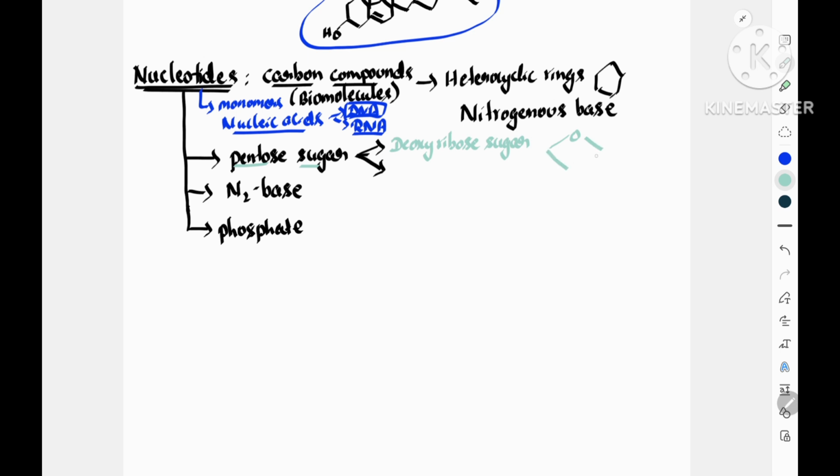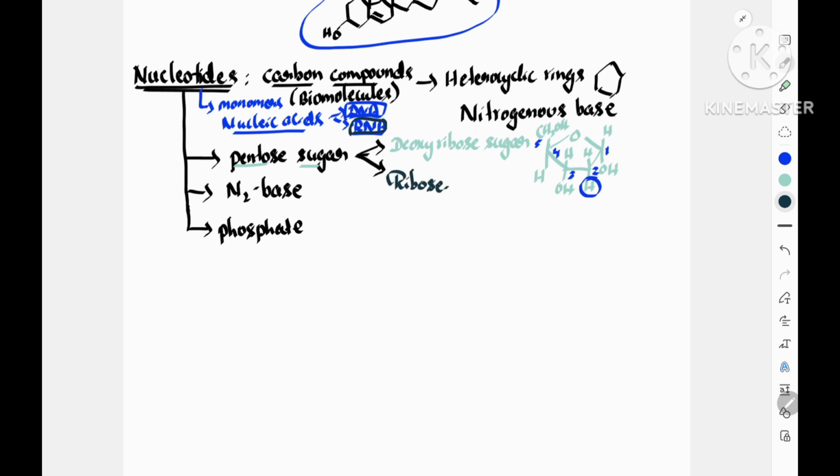So let me write the structure here. This is the pentose sugar and it contains CH, OH, and here H, OH, and here CH2, OH, and here is H. The number of carbons is important. Here is the first carbon, second, third, fourth, and outside the ring the 5th carbon. It is called deoxyribose sugar because at the second carbon there is a lack of one oxygen. That's why deoxyribose sugar.